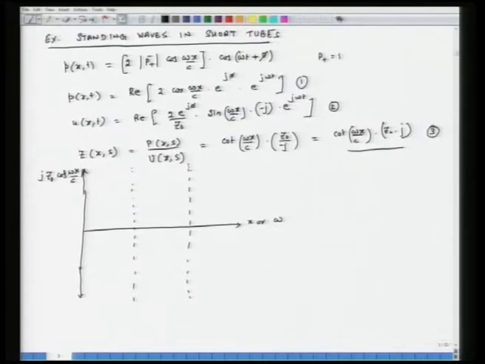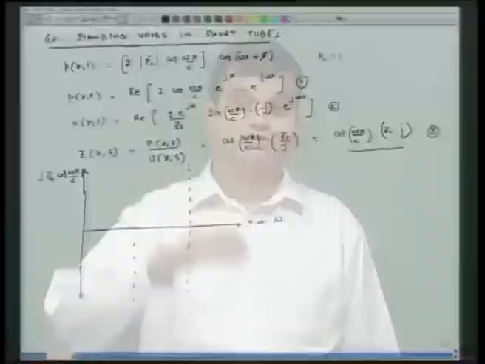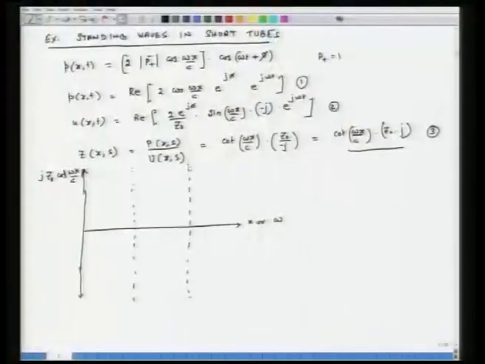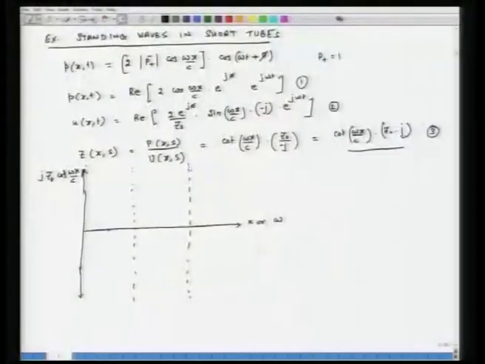At x equals 0, cotangent of omega x over c shoots up and goes to positive infinity. Then when omega x over c is equal to pi over 2 or 3 pi over 2, at that value the cotangent falls to 0. So, the shape of the curve looks something like this.